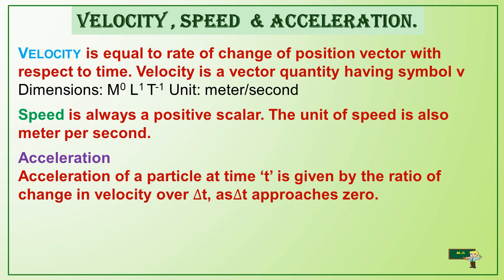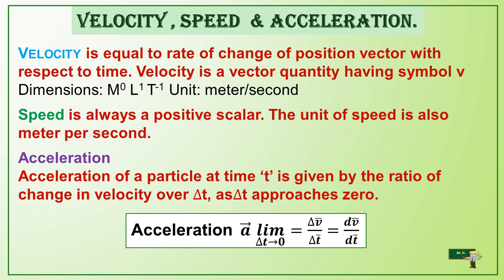Speed is always a positive scalar. The unit of speed is also meter per second. And acceleration of a particle at time t is given by the ratio of change in velocity over del t, as del t approaches 0. Acceleration a is the limit as del t approaches 0 of del v vector by del t, or dv vector divided by dt, which is acceleration in terms of vector quantity.